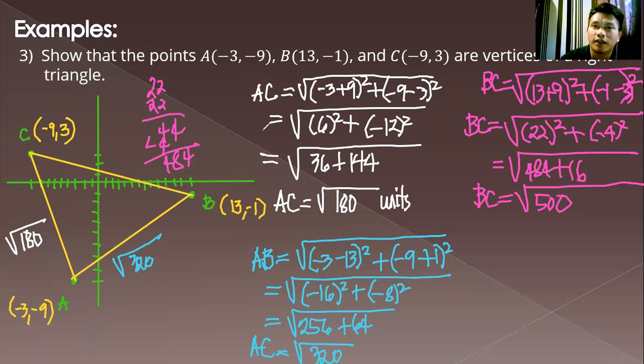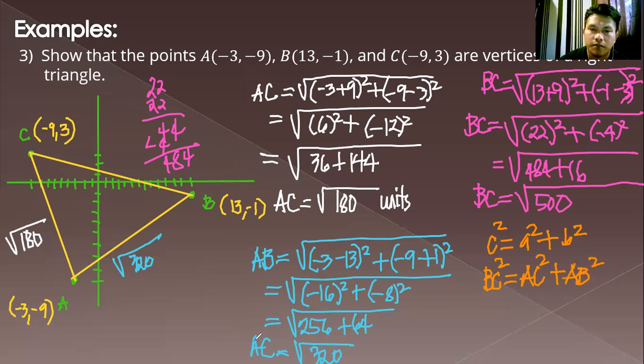Okay, so now take note class that when we are dealing with the right triangle, the largest value will always be our hypotenuse. Tatandaan yan, that hypotenuse is the longest side of a triangle in a right triangle. So kung ito ay square root of 500, so therefore, validate natin siya. C square equals A square plus B square. So sabi natin, yung pinakamalaking side, yun ang ating hypotenuse. Okay, so we have BC square is equal to AC square plus AB square.